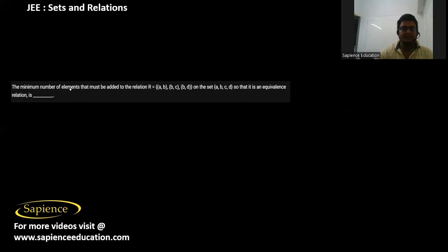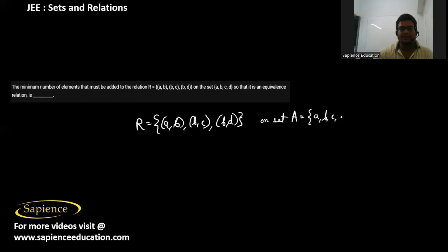Then here it is told: the minimum number of elements that must be added to the relation (A, B), (B, C), (B, D) on the set A, which is {A, B, C, D}, so that it is an equivalence relation is. So we have to get R an equivalence relation.